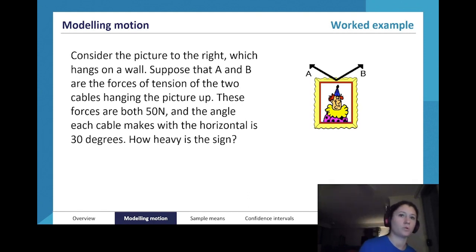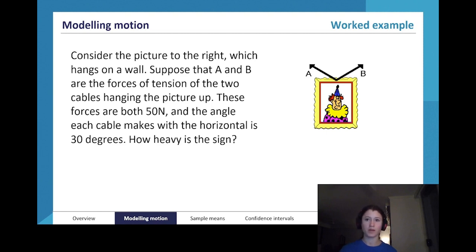Here we have a picture hanging up. Suppose that A and B are the forces of tension of the two cables hanging the picture up. These forces are both 50 newtons, and the angle each cable makes with the horizontal is 30 degrees. How heavy is the sign?